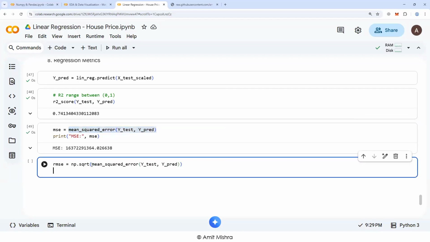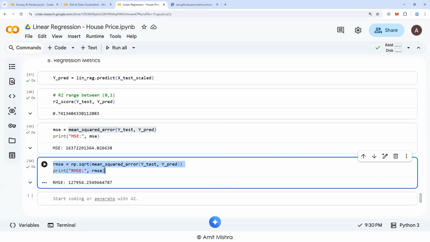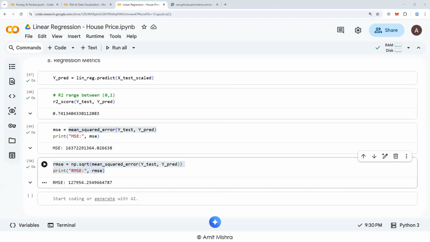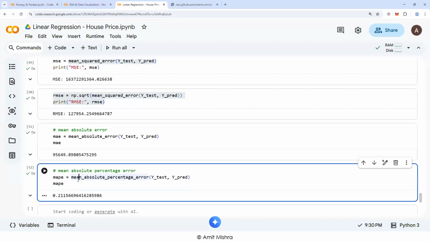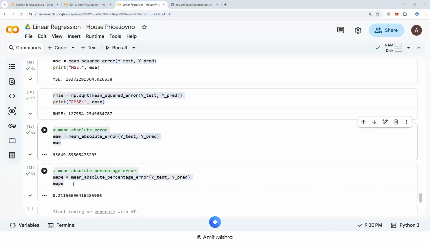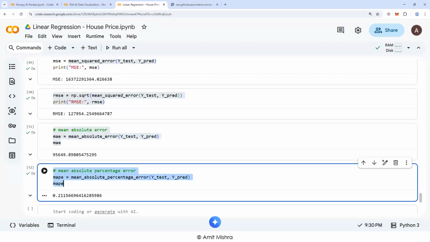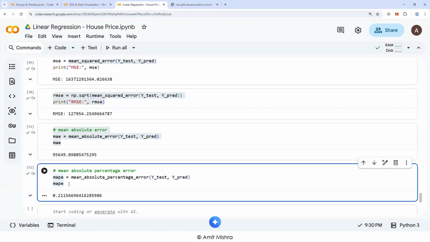and print RMSE. Lower the better. Similarly, mean absolute error, lower the better. And last one, MAPE value, again mean absolute percentage error, lower the better. So these are all your different types of metrics. Out of that, R square is the best metric to check first, because this will tell you how well your features are able to explain the variability between the actual value and the predicted value.